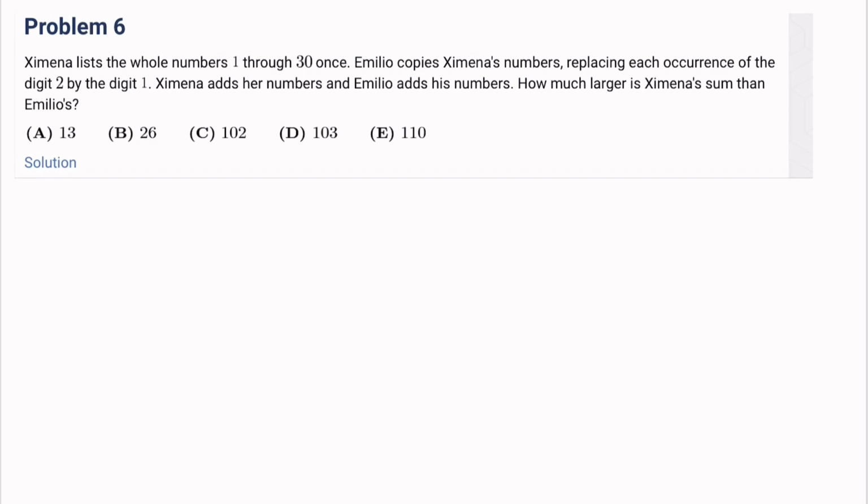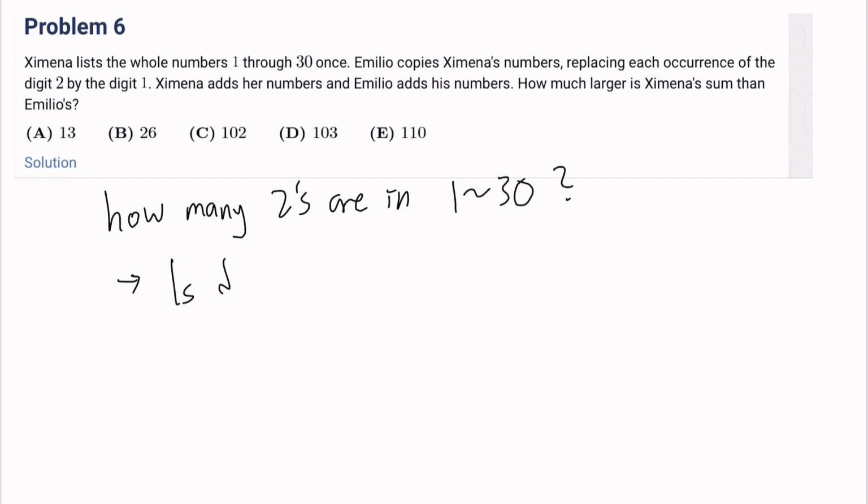Okay, so what we need to find is how many 2's are in the numbers 1 through 30, right? And so for the ones digit, it's the ones in 1, 11, and 20. No, actually it's how many 2's, right? So it's 2, 12, and 22. And so we're looking at just the first digits, so we have 3 of them.